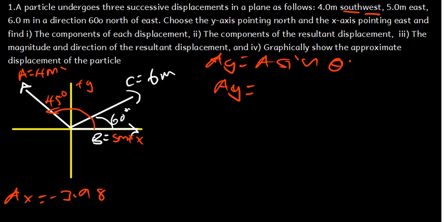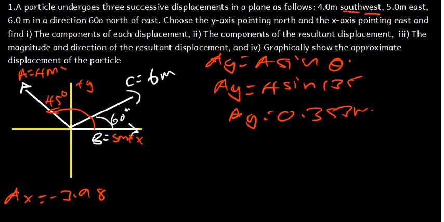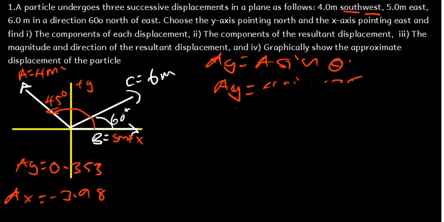AY is going to be A sine theta, where A is 4 and theta is 135. So my AY is going to be 4 sine 135, which is 0.353 meters. So our AY is 0.353. We are done with the components of A.